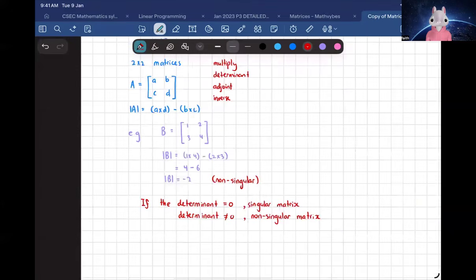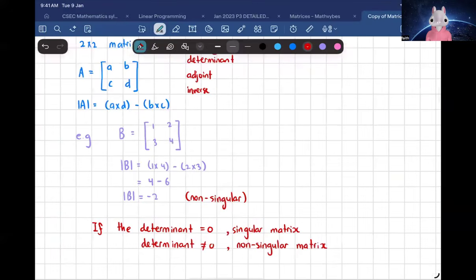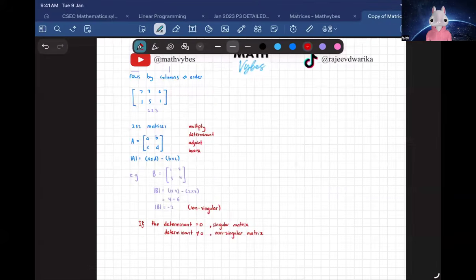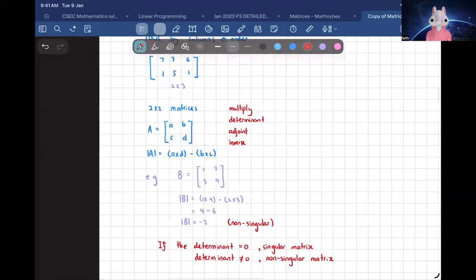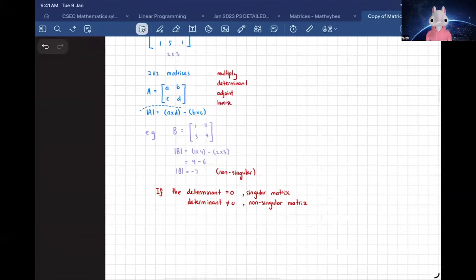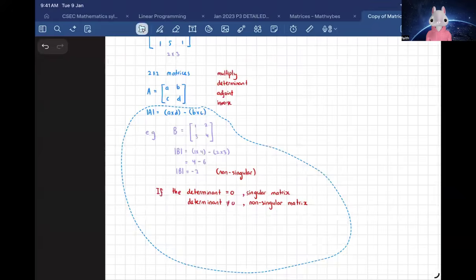Okay, let's move on. So guys, if they say it's a singular matrix, the determinant is 0. If they say it's a non-singular matrix, you have to specify the value, right? Okay, cool. So that's how you find the determinant. Awesome. Right? Let's find the adjoint now.